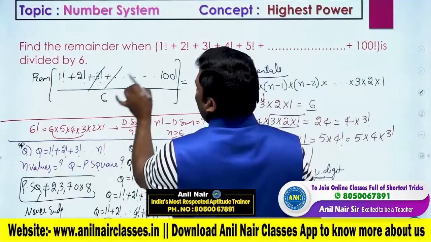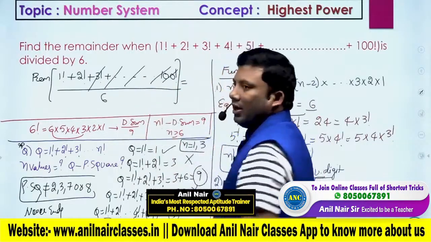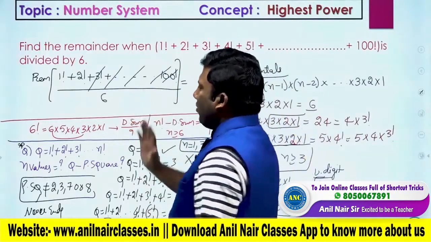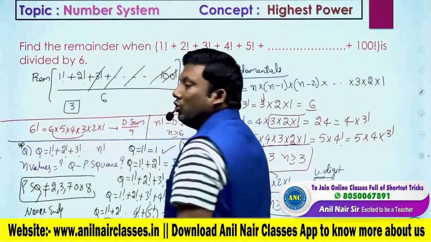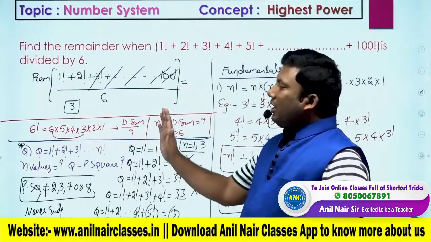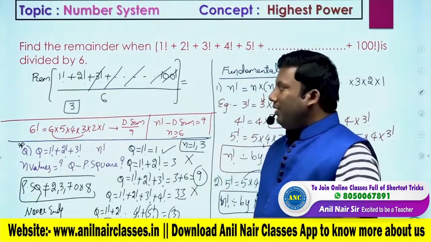So 4 factorial is 4 into 3 factorial. All are divisible by 6. 1 plus 2 it is 3. 3 divided by 6, numerator less than the denominator, numerator itself will be the answer.